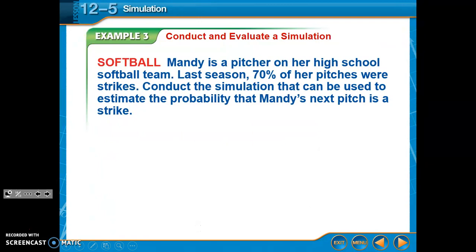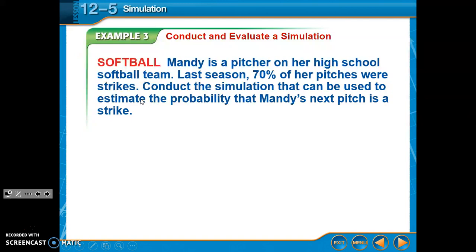Okay, the last thing we want to do is conduct and evaluate a simulation. So we're actually going to do it now. Mandy is a pitcher on her school softball team. Last season, 70% of her pitches were strikes. Conduct a simulation that can be used to estimate the probability that Mandy's next pitch is a strike. So we already just talked about how we could do this.